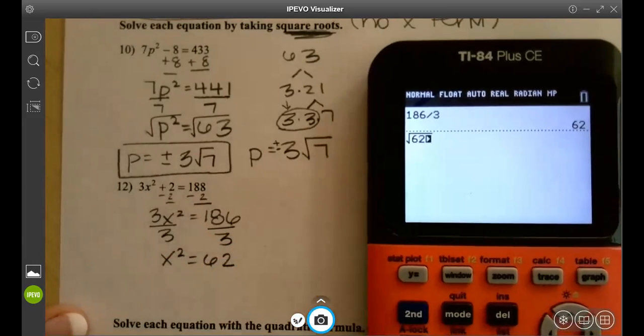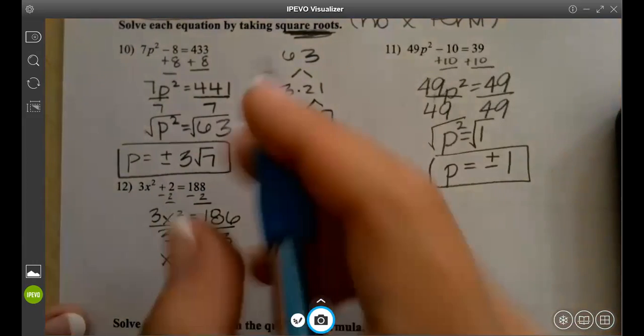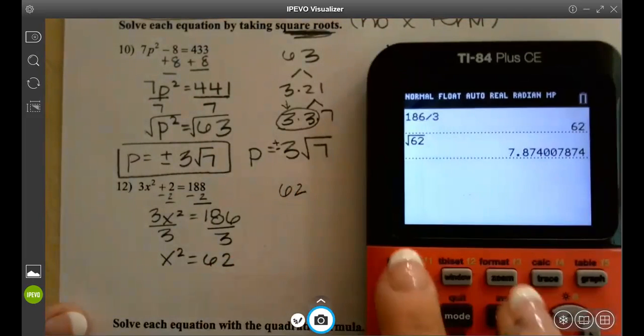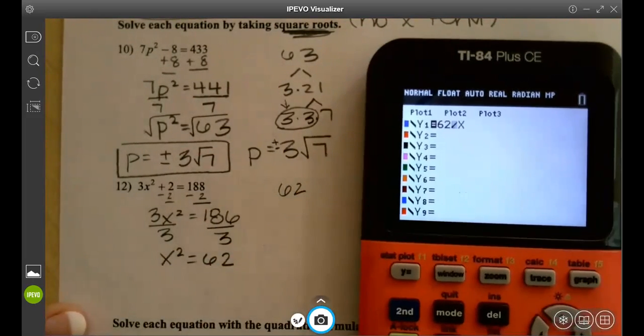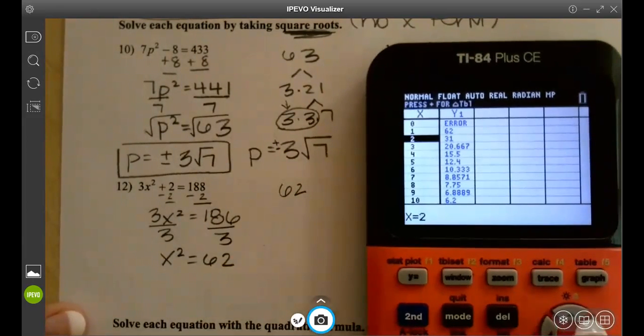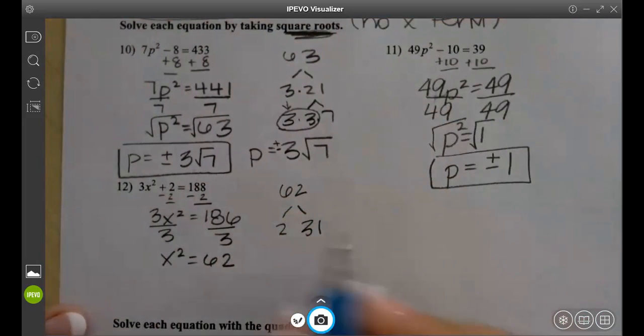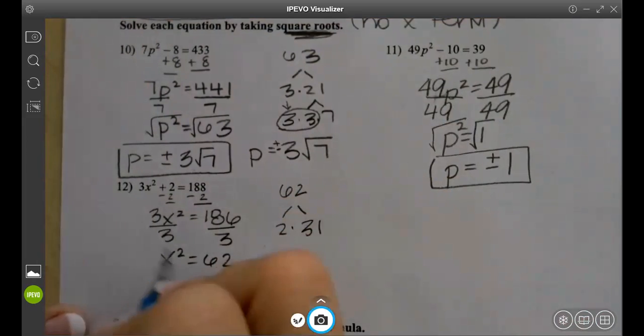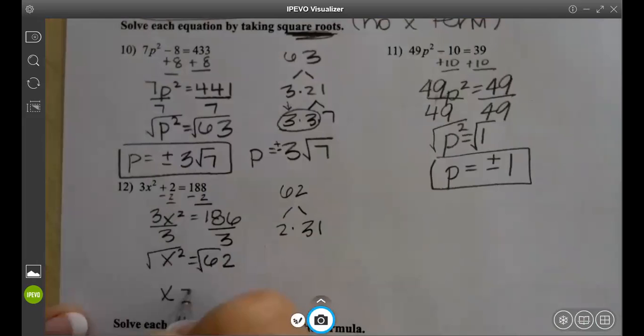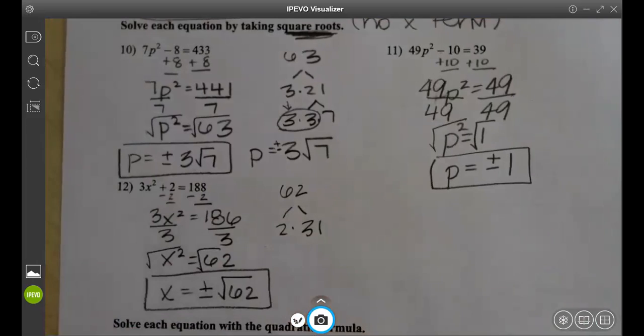I'm going to try that in my calculator, but I get a decimal, so that's not good. So I'm going to try to break it down over here. I have 2 and 31. If you need to put it back in there for the 31, I'm going to tell you it doesn't have any factors. So does this have any pairs? No. So plus or minus square root of 62. It does not do anything. So we had one that broke down, one that was perfect, and one that did nothing. We have an example of all of them.